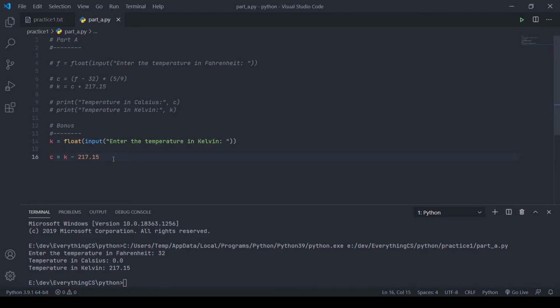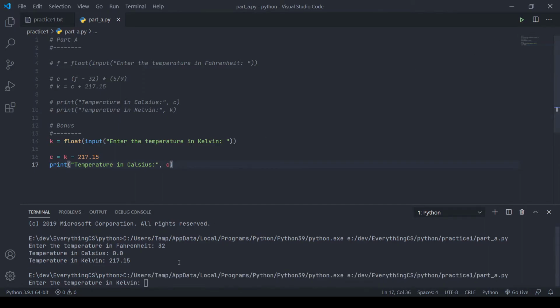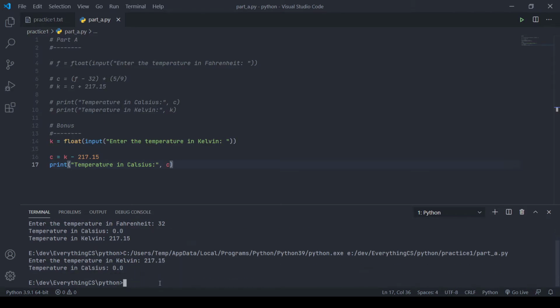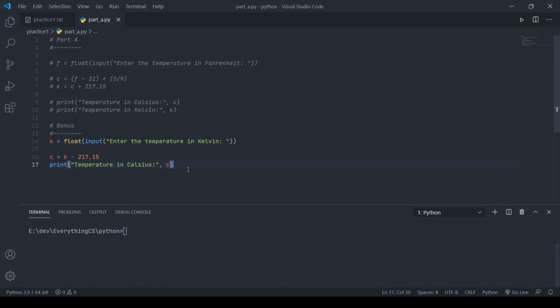Now, if we want to check our work to make sure that we did that, let's just go ahead and steal this line up here. Paste that, remove the comment. And then let's go ahead and run this. So if we just give it, well, let's give it 217.15, we should get 0.0. Perfect. Now, let's go ahead and clear that and then do the harder part of the bonus problem here.